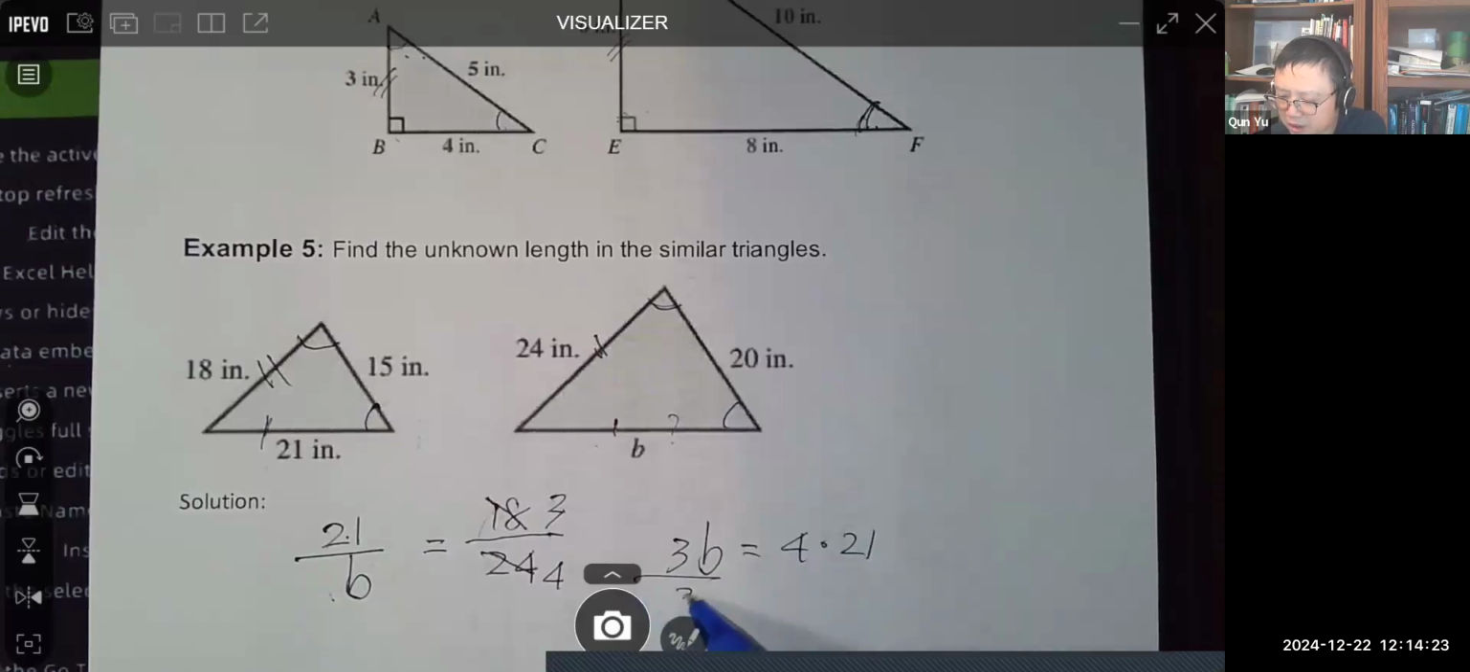Now we divide by 3 on both sides. Cancelled. 21 divided by 3 is 7. 4 times 7, that's 28. So we don't even need a calculator. Yeah, we solve it.